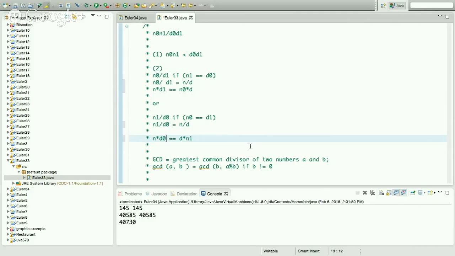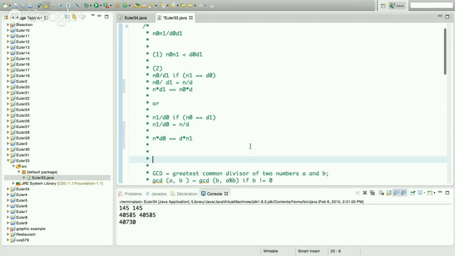So if either condition is correct, we can say that this is a correct simplification and this is all fine. And there is one other thing that you should take care of: n should be less than d. The numerator should always be less than the denominator, because in the question it says that the fraction is less than 1.